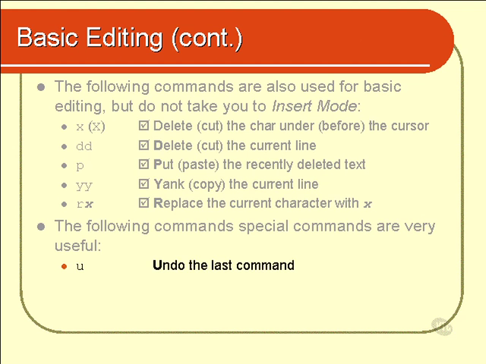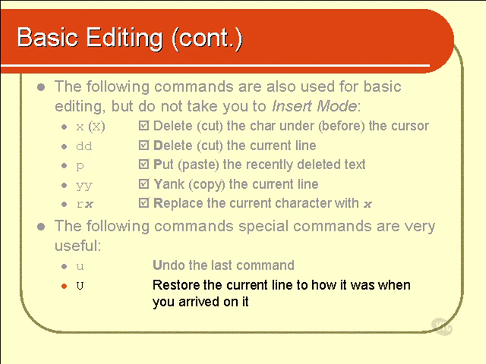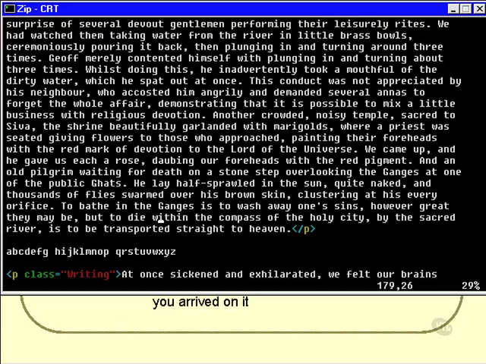Closely related to the U command is the capital U command, which is a sort of a primitive version of multiple levels of undo. It will restore the current line to how it was when you arrived on it. So you can make several changes to a line, and then if you're still on that same line, you can use capital U to undo all of those changes and put the line back to how it was when you arrived. So there's a line there with 3 words on it.